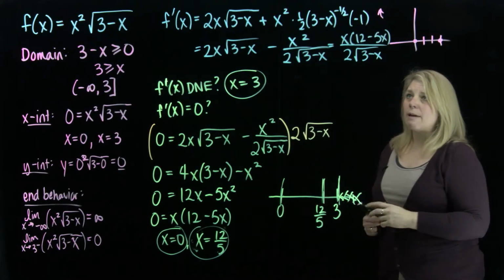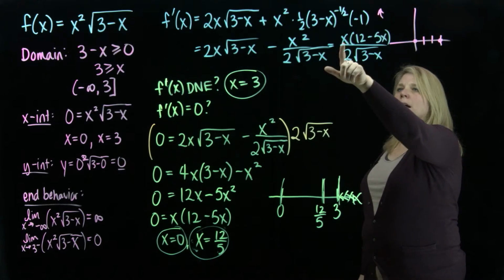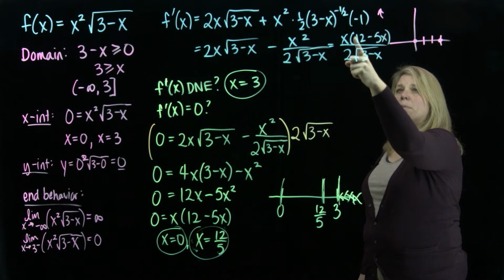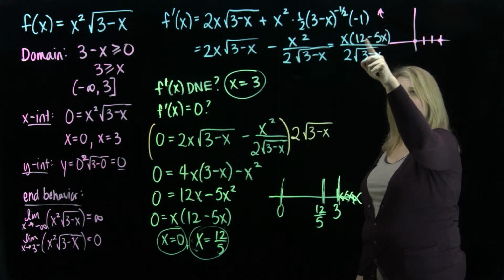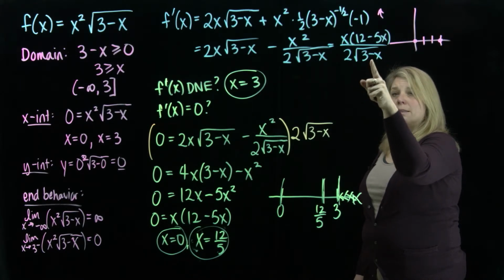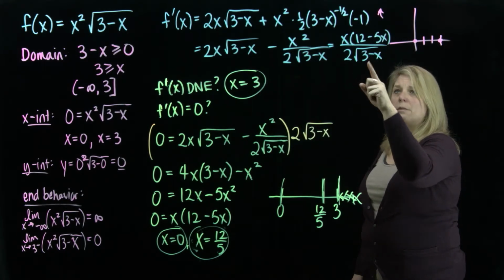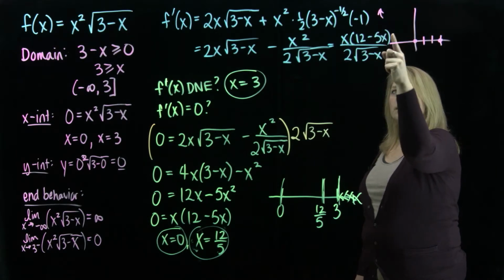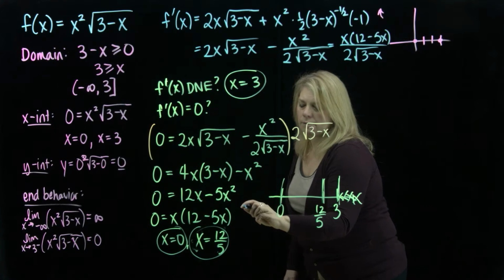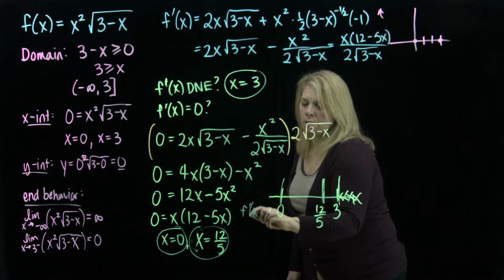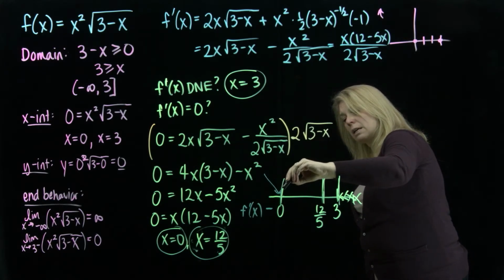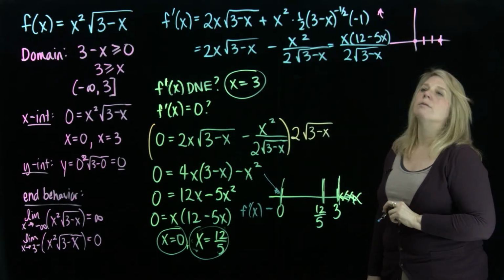When I plug in a number left of 0, like -1, this x will be negative. This 12 minus 5x will be positive, because I'll be plugging in a negative value here. That'll be positive. This expression on the denominator will be positive. If I plug a negative number in here, that'll be positive. So I'll have a negative times positive over positive. That'll make that whole expression negative. So my first derivative will be negative in that interval. That tells me that my function is decreasing in that interval.